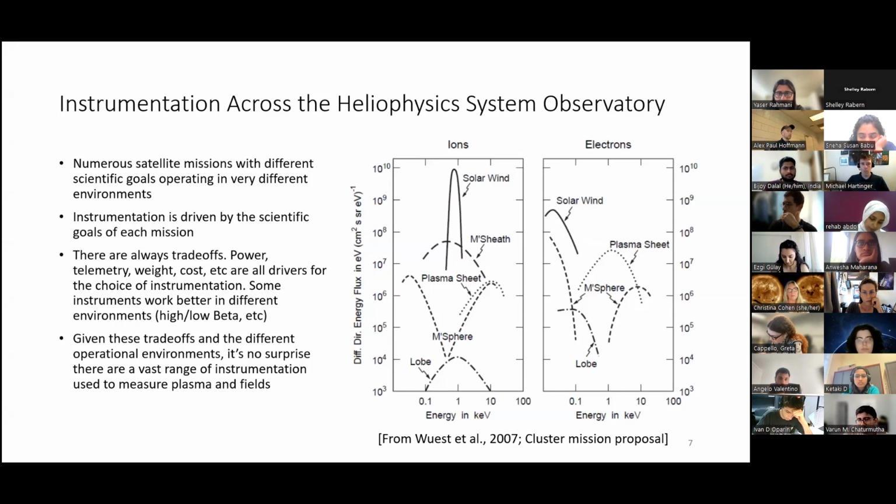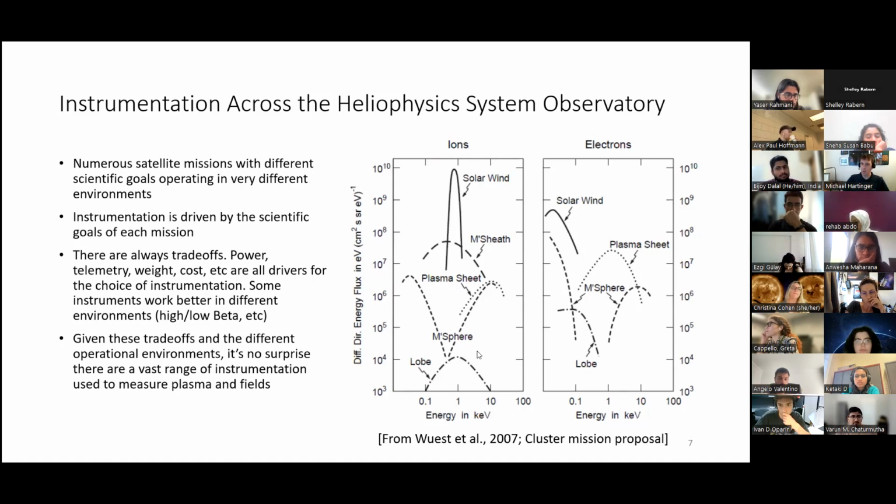Like I said, there's numerous satellite missions out there with very different scientific goals, and they're operating in very different environments. Just by way of introducing the very different environments, this is from that West et al. ISSE report, but also from the Cluster ESA mission's proposal way back. It shows you the range in energy and flux, or number of particles coming in, in these different regions of the magnetosphere and near the Earth, and also in the solar wind. You can see right away there are very narrow distributions related to the solar wind because of the bulk flow in the solar wind.